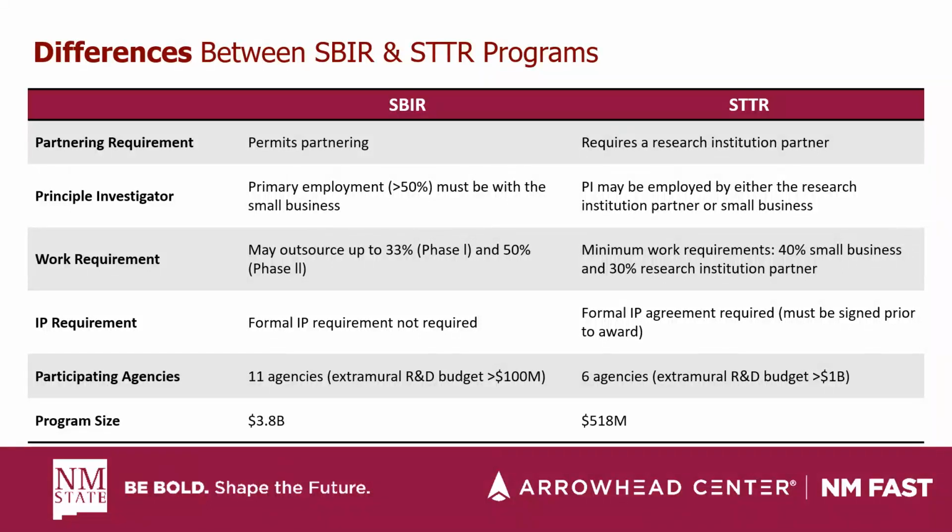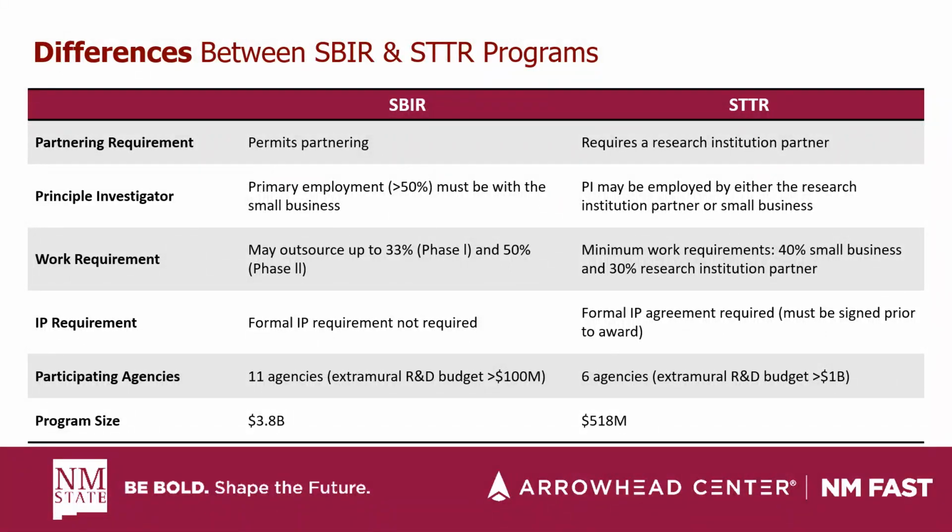Awesome. Thank you, Kathy. Okay, so differences between these two programs, there's several. SBIR, you're allowed to partner or not. It's up to you. With STTR, you have to partner with a research institution. For the PI, the principal investigator, for SBIR, their primary employment has to be with the small business. For STTR, they may be employed by either the research institution partner or a small business. So we always like to say, if you are leaning towards working, say, with faculty at a university, to explore STTR for that reason, or as one of the reasons.